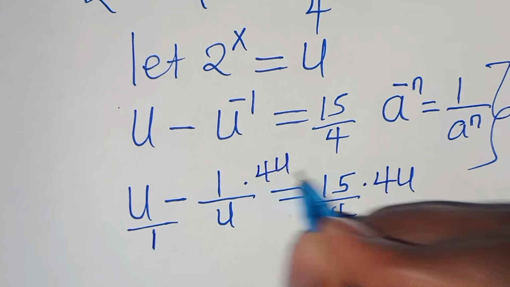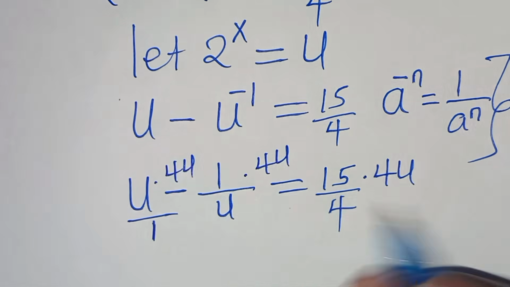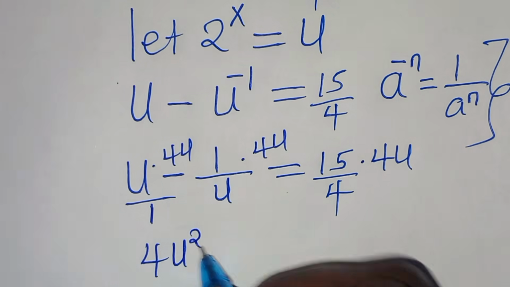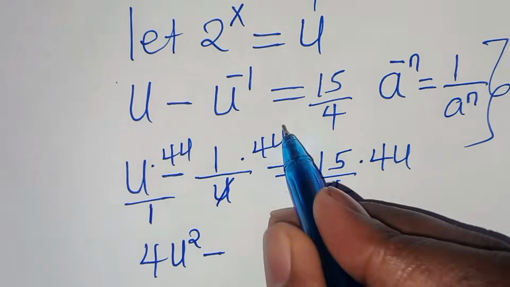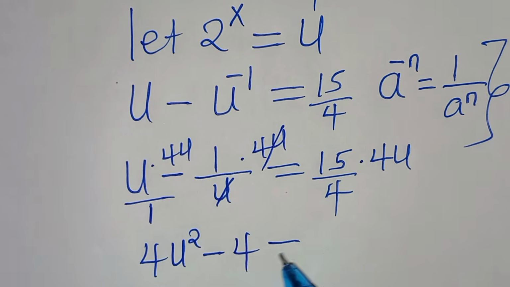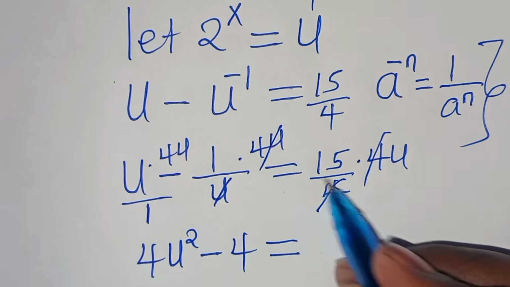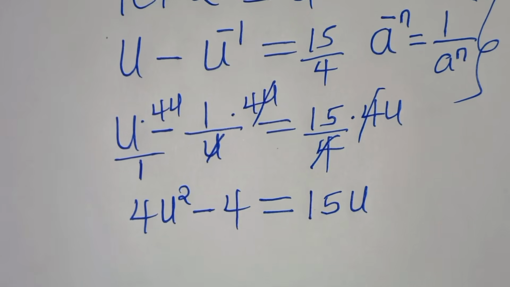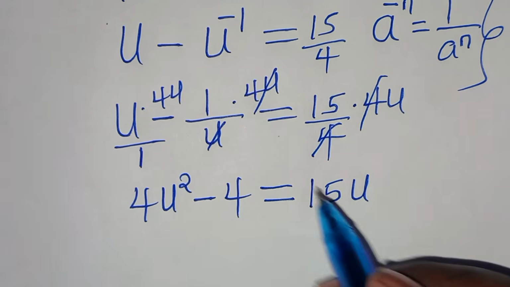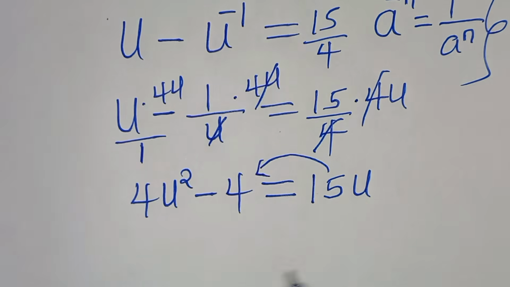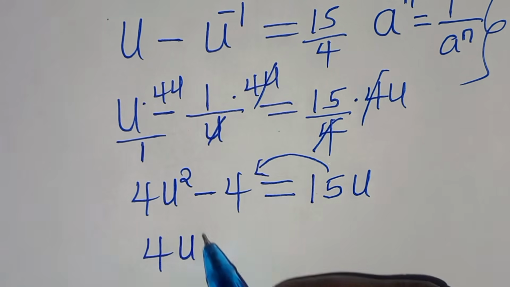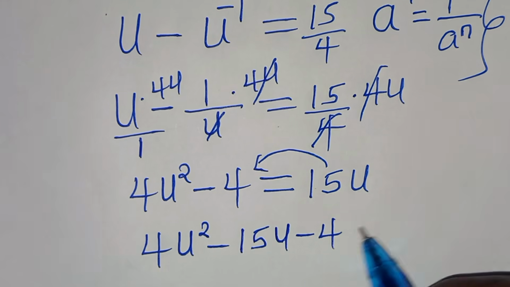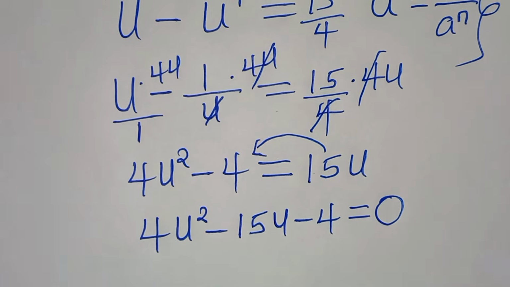Here 4u, let's also times here. We have 4u, so 4u times u is 4u squared. Then minus u, and u simplifies, so minus 4. This is equal to 4, and 4 simplifies, so this is 15 times u, which is 15u. The next step is to take 15u to the left hand side, so that now this is 4u to the power of 2 minus 15u minus 4, equal to 0.